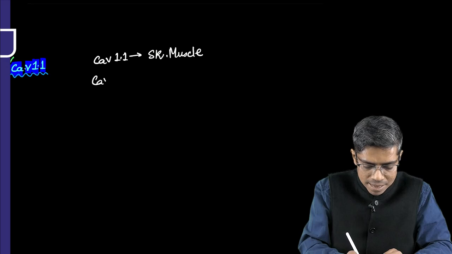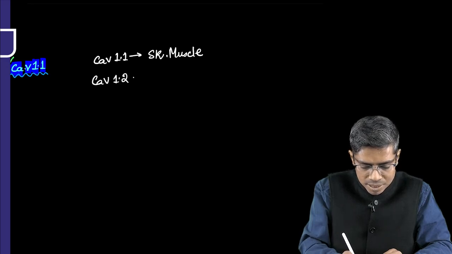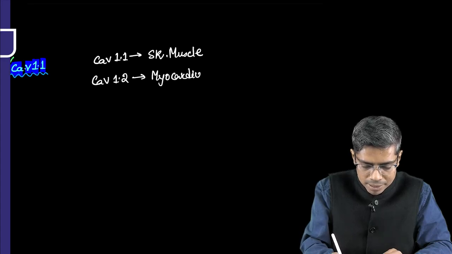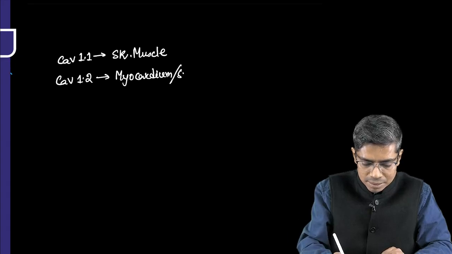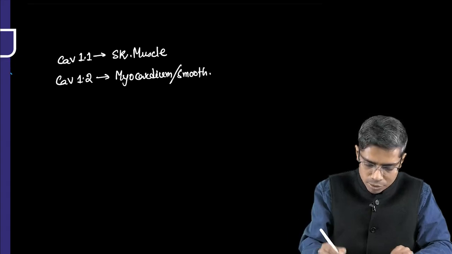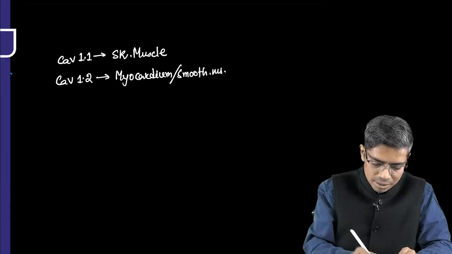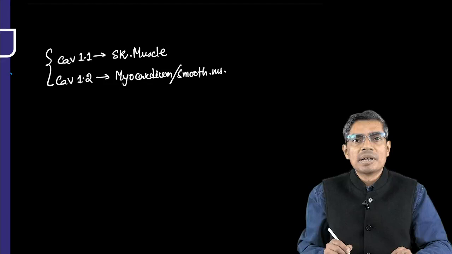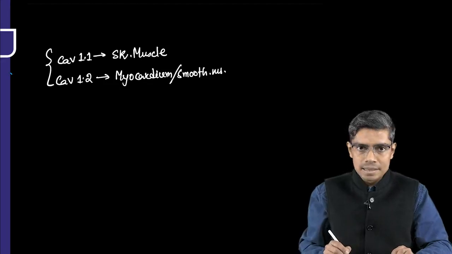CAV 1.2 is present both in the myocardium and at the level of smooth muscle. So this is a different subvariety of L type voltage gated calcium channel.